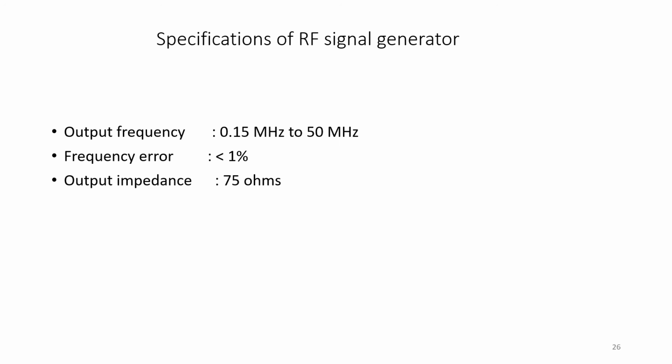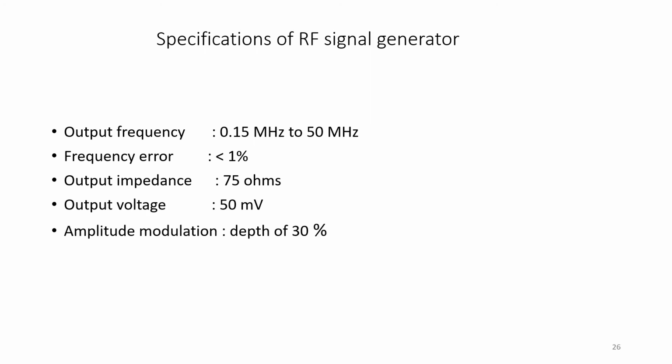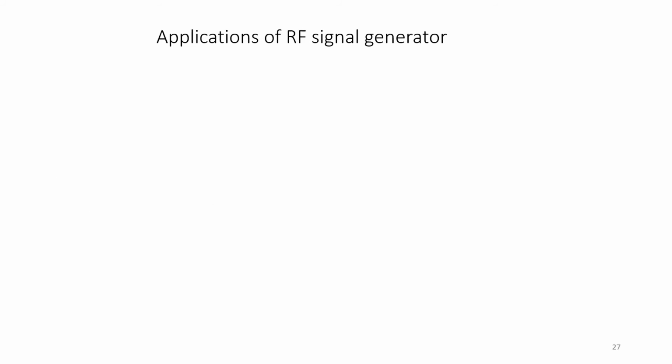When you speak about the specifications, the output frequency range can be from 0.15 megahertz to 50 megahertz. The frequency error must be less than 1%. The output impedance is 75 ohms. Output voltage 50 millivolts. Amplitude modulation to 30%.